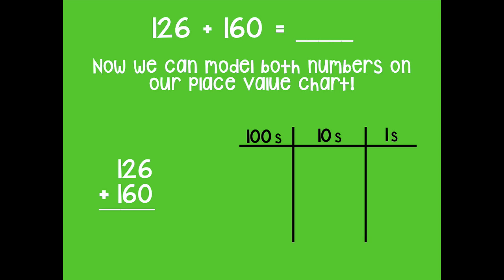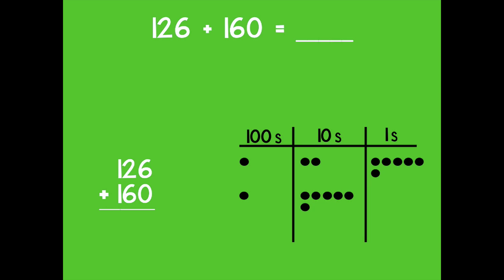Now we can model both numbers on our place value chart because again, when we're adding, we have to model both of the numbers because we're combining them to find the whole. So 126 is 100, 2 tens, 6 ones. Then we need to model 160, which has 100, 6 tens, and 0 ones.